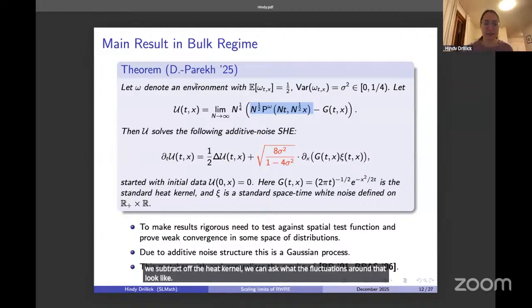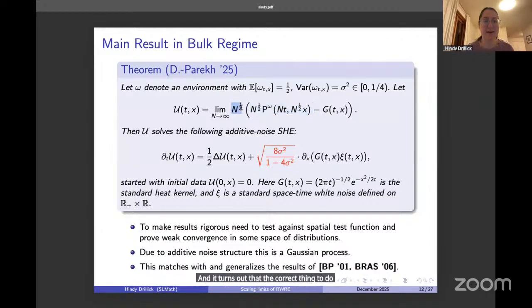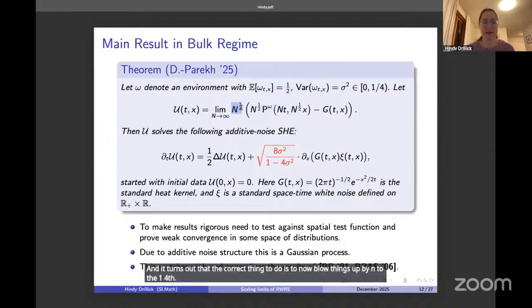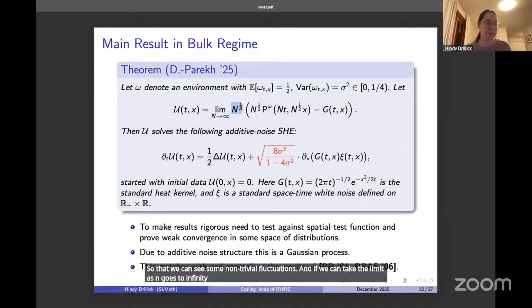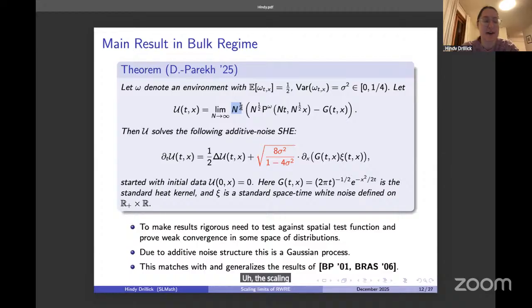And it turns out that the correct thing to do is to now blow things up by n to the 1/4 so that we can see some non-trivial fluctuations. And if we can take the limit as n goes to infinity, then this scaling limit will satisfy the following additive noise stochastic heat equation. So this is, again, the stochastic heat equation.